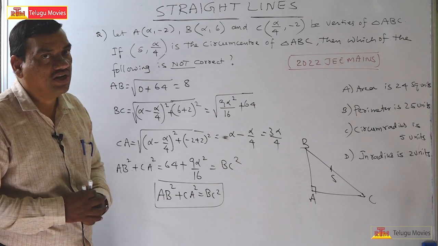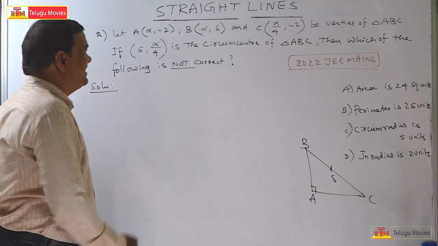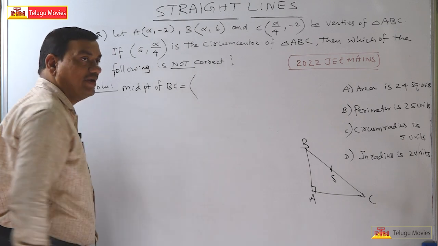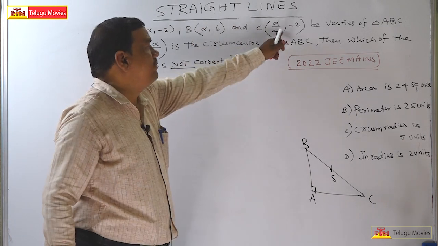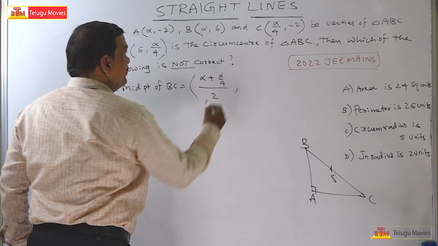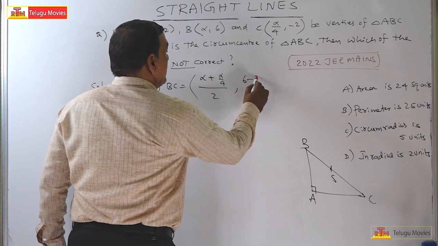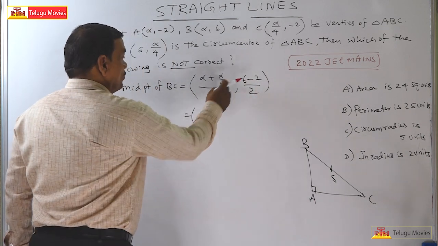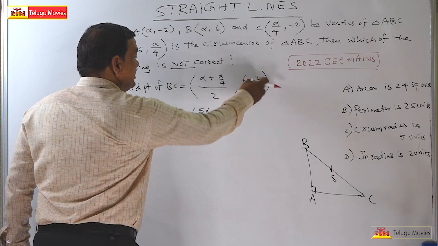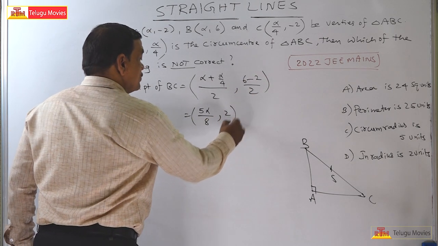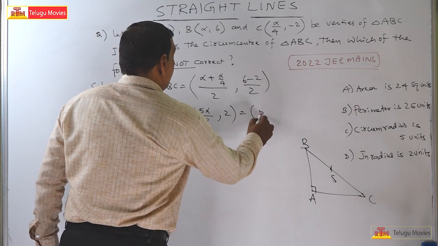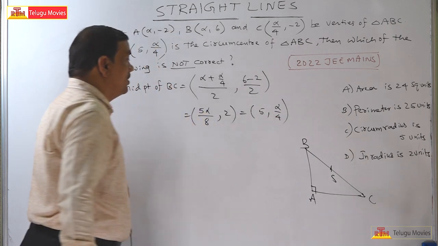So let us continue our calculation. Now the midpoint of BC is equal to (x1 plus x2)/2 comma (y1 plus y2)/2. That is equal to (alpha plus alpha by 4)/2 comma (6 minus 2)/2. So this is equal to 5 alpha by 8 comma 4 by 2, which is 2. So this is given by the value 5 comma alpha by 4.